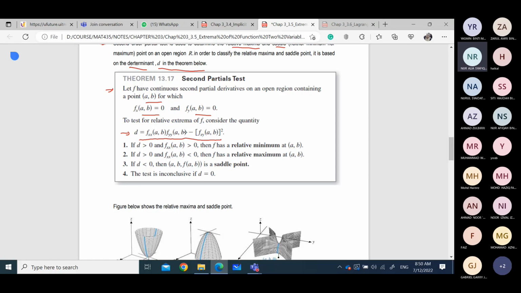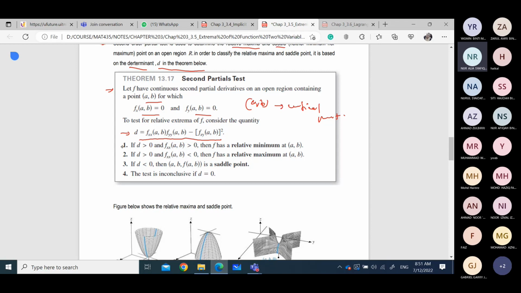Okay, so (a, b) you nampak kat sini. So (a, b) is a critical point. So critical point ni kita kena cari. We need to identify the critical point first, then we will find ataupun we will determine the determinant. Alright, so based on this determinant, we can identify relative minimum and maximum and saddle point also.